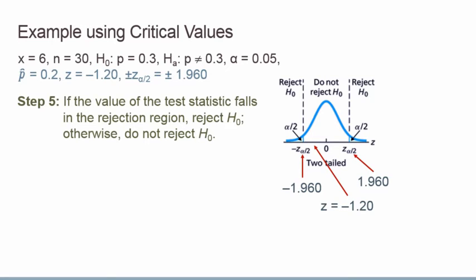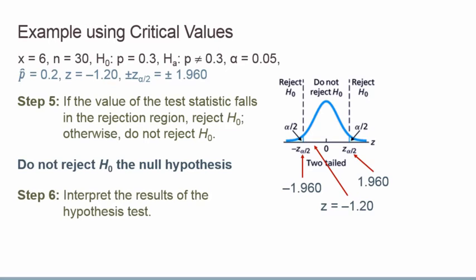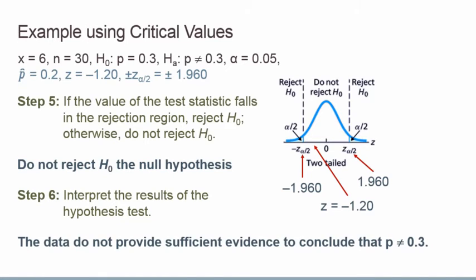So we've plotted our test statistic and critical values on our picture, and z equals negative 1.2 falls in the do not reject H sub 0 region. Do not reject H sub 0, the null hypothesis. Step 6, interpret the results of the hypothesis test. The data do not provide sufficient evidence to conclude that p does not equal 0.3.